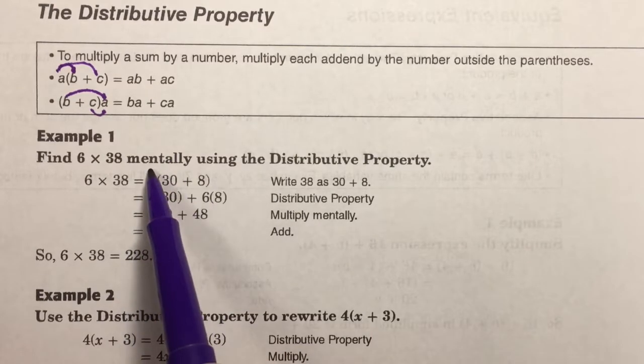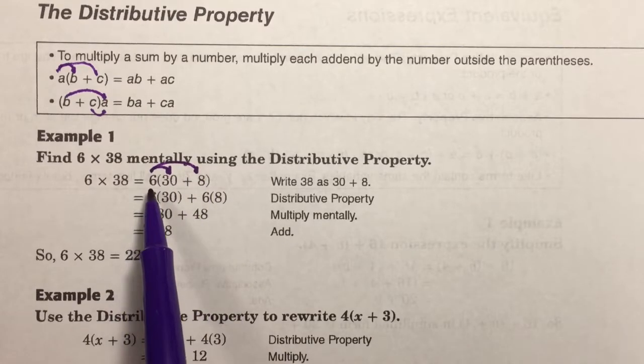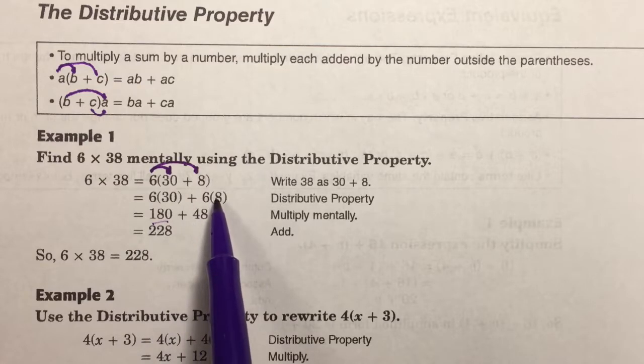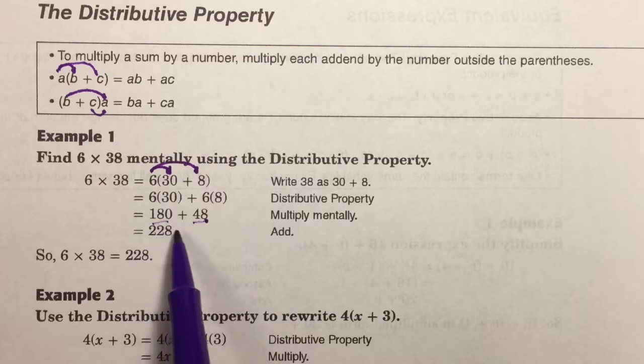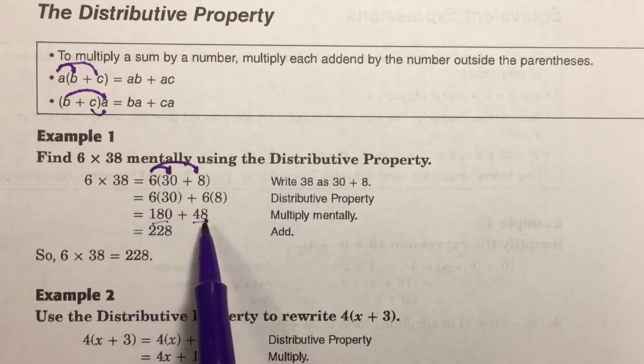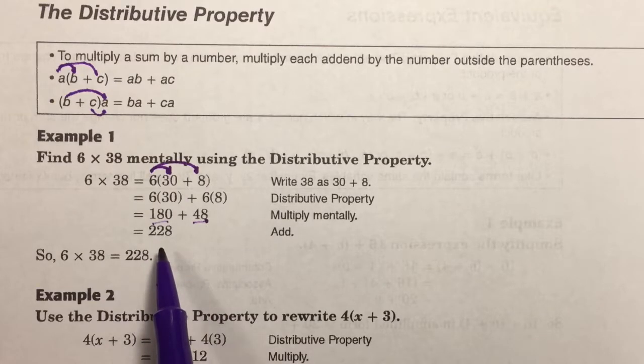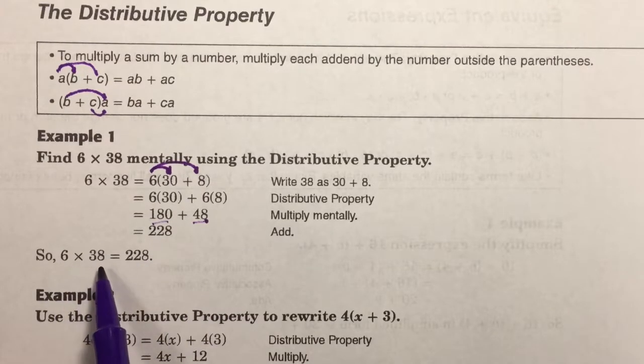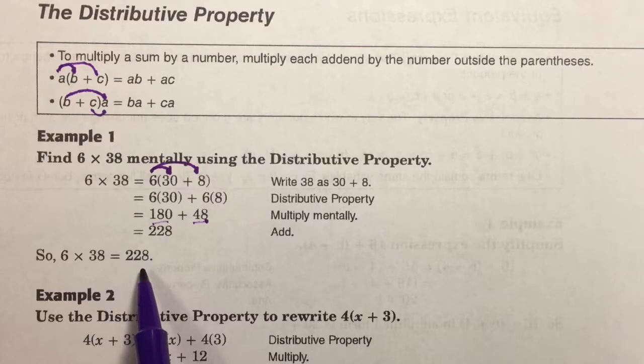I'm going to do 6 times 30 plus 6 times 8. I know that 6 times 30 is 180, and 6 times 8 is 48. Then I add them up. 180 plus 48 is 222. So 6 times 38 is 222.